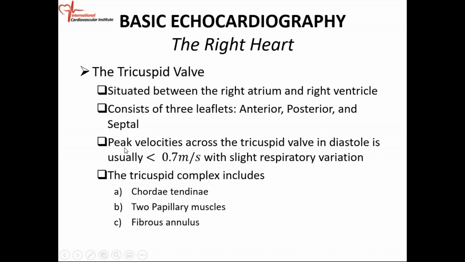The peak velocity across the tricuspid valve is somewhat lower than the peak velocity across the mitral valve. So the tricuspid inflow velocities tend to be somewhat less than the mitral inflow velocity, usually less than 0.7 meters per second. And because it's on the right side, these envelopes or velocities are going to vary with respiration. They're going to be larger with inspiration and less with expiration.